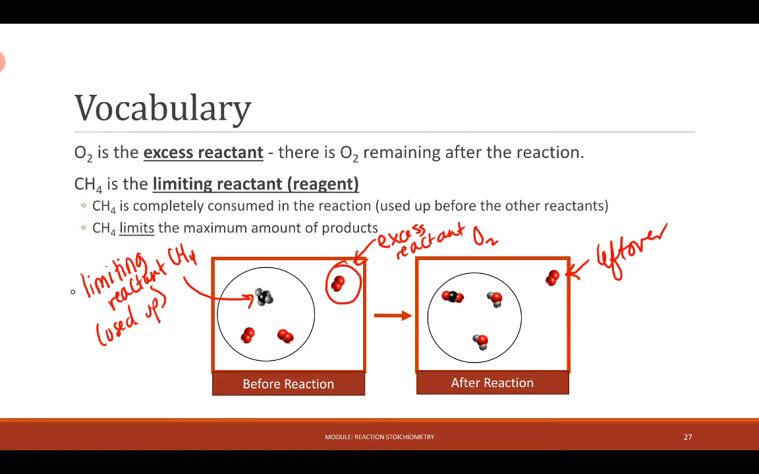So why is it called the limiting reactant? It's called the limiting reactant because it limits how much product can be made. It limited us to just what was inside the circle. We had enough oxygen to keep going, but since we were out of methane, we couldn't keep going. So now it's just a done reaction.